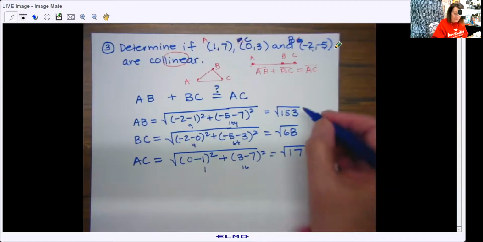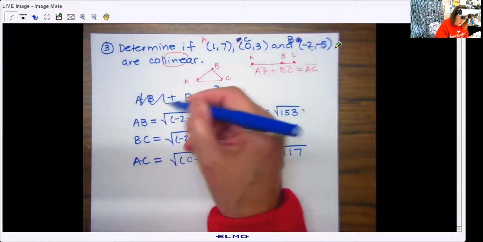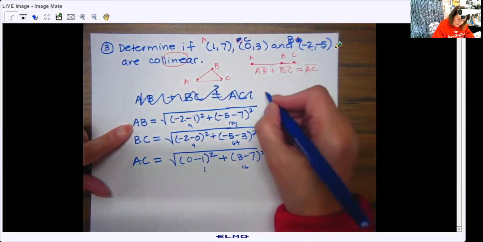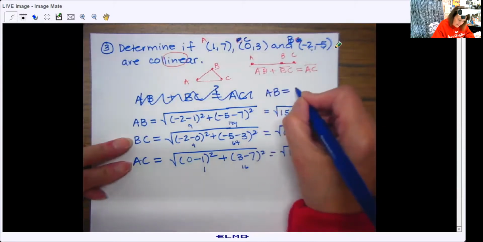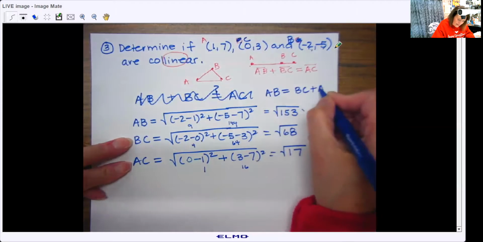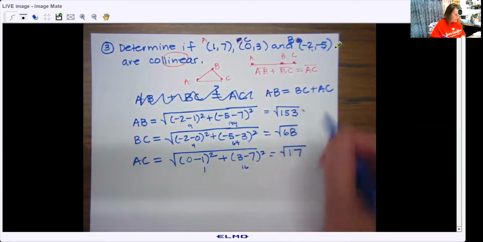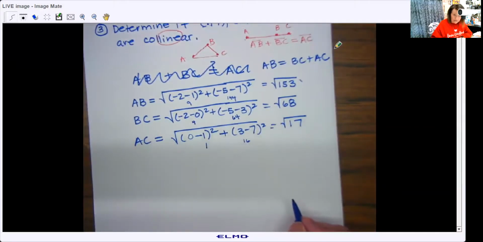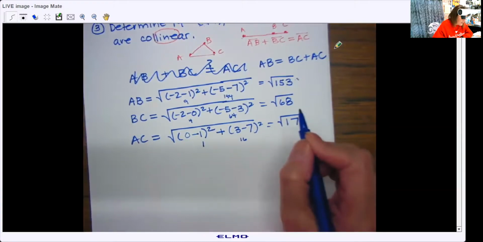Okay, so this is obviously the large one here. I don't have those in the right order. Let's see if I can write them. The larger one is AB. So we're wondering if AB is equal to BC plus AC. That's the longest one. Do these two add up to that one? One thing you can do is try your calculator. All right, grab your calculator and try it and see. The other thing you can do is simplify these radicals.